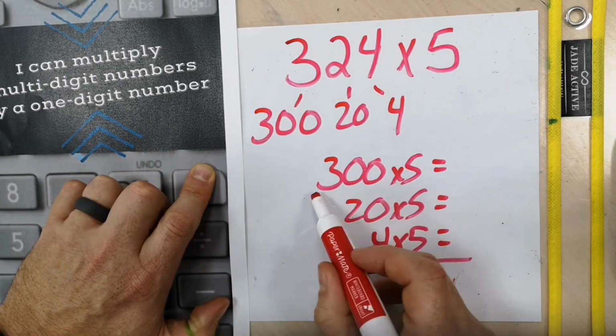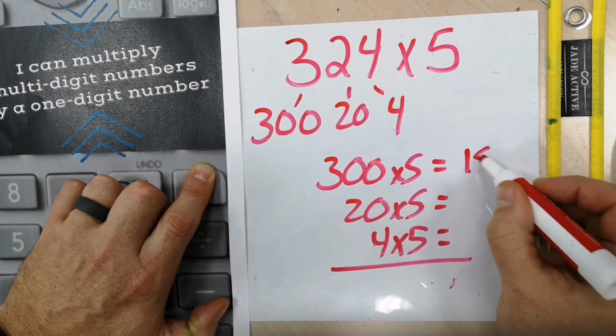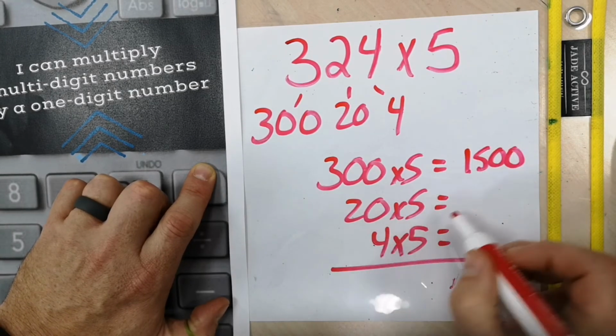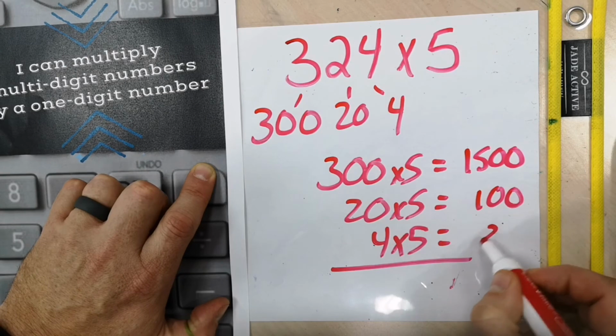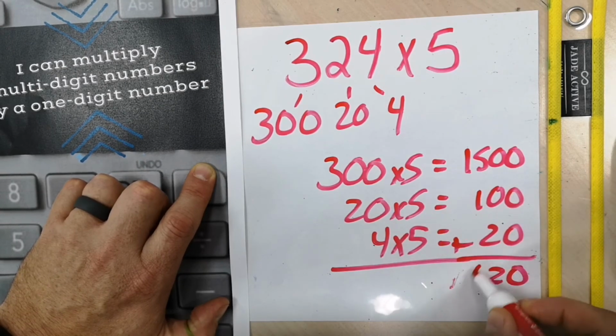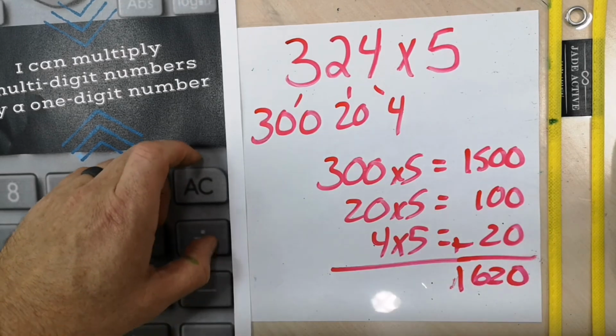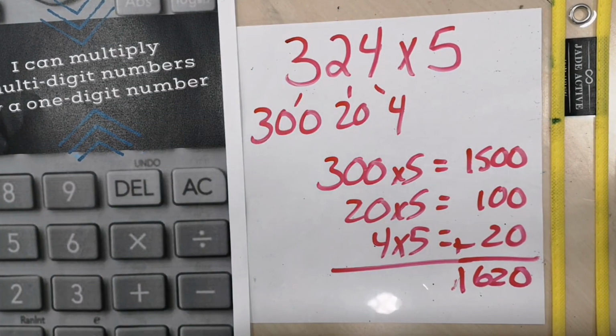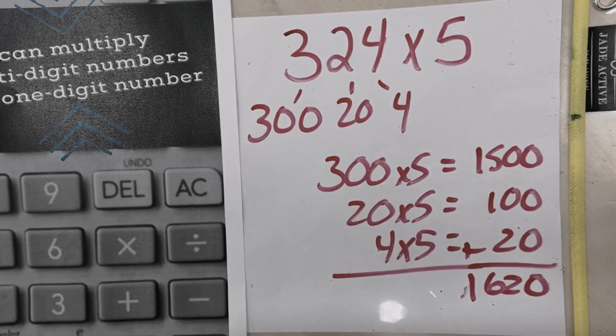So 5 times 300 would be 1,500. 5 times 20 is 100, and 5 times 4 is 20. We add them all together, 1,620. So I hope this helps explain what partitioning is and stacked.